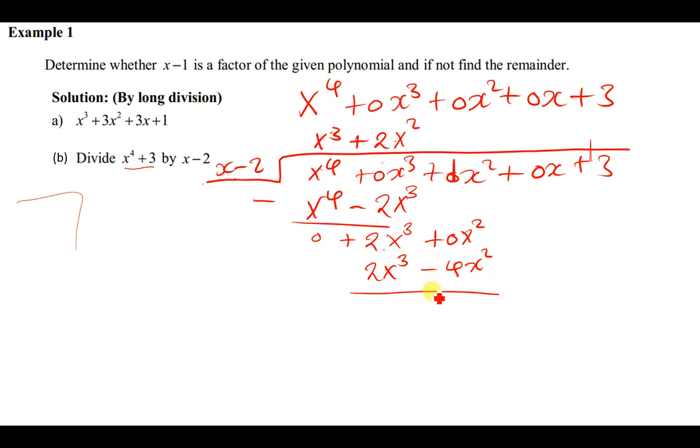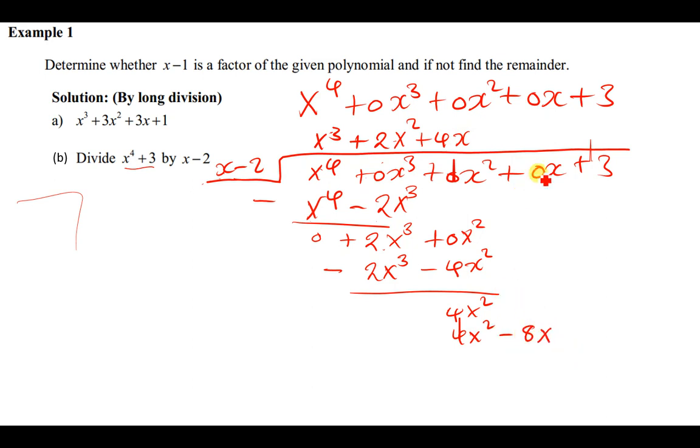Then we do this, we subtract. So when we do the subtraction, we get here on this part will give us a 0, but this part will not give us a 0, it will give us a positive 4x squared. So we say x into 4x squared, the answer will be 4x. When we multiply 4x times x, we get 4x squared.